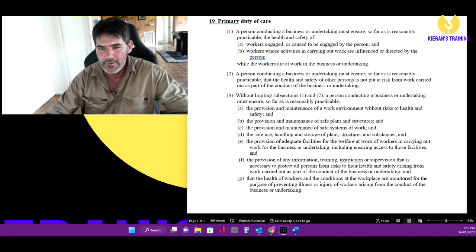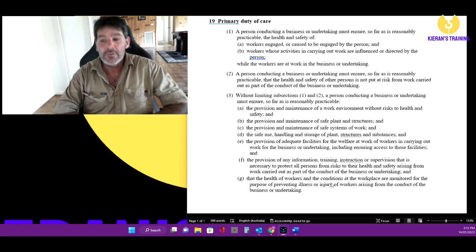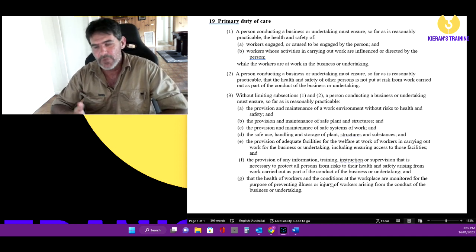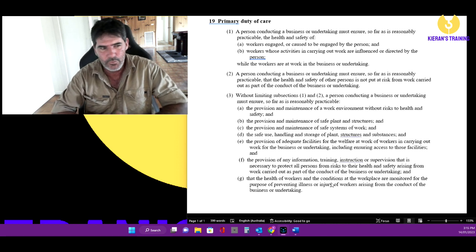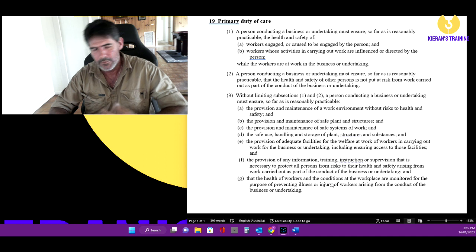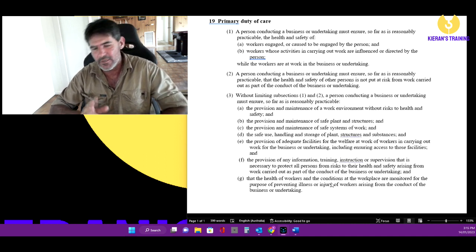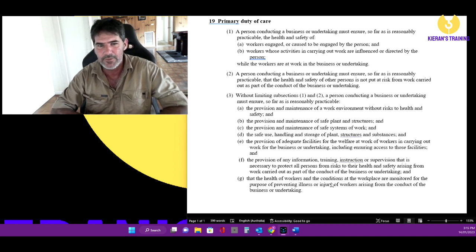Okay, and down the end here, that the health of workers and the conditions at the workplace are monitored for the purpose of preventing illness or injury of workers arising from the conduct of the business or undertaking. So what that essentially means is that if you're in an environment where there may be fumes, there may be bright sparks, all that type of thing, that the procedures are in place and they are monitored to make sure that they aren't adversely affecting the health of the people doing the job.